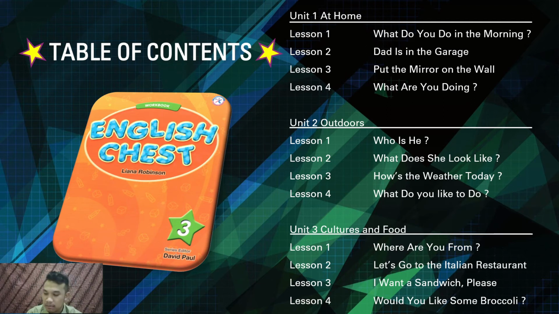Yeah, second example, what's she doing? She's jogging. Maybe the example like that.